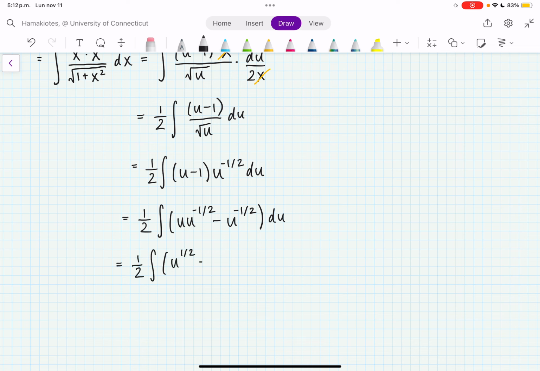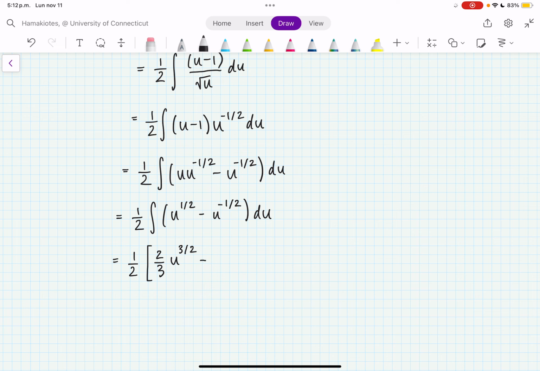I can use my power rules and write this as 1/2 times 2/3 times u to the 3/2 minus 2 times u to the 1/2 plus c.